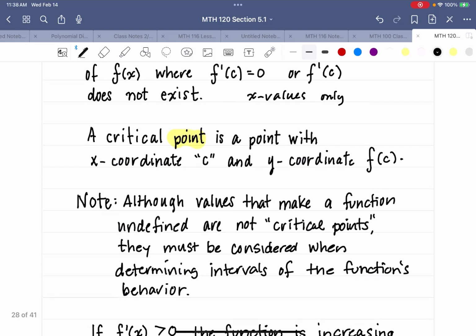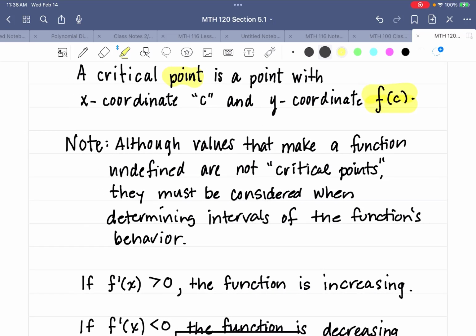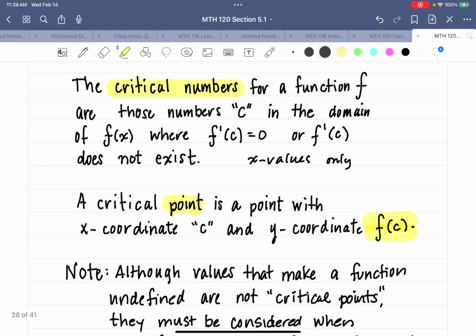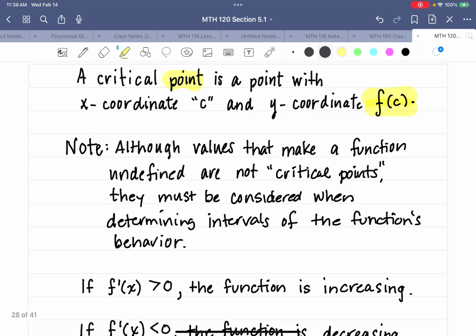And the critical point is where you have an x and a y, and to find the y, you take your critical number and you put it into the original function. Now here's an important note. Although values that make a function undefined are not by definition critical points, because remember it says it has to be in the domain, okay? They're not critical points, but they have to be considered when we're looking at intervals of the function's behavior, such as increasing and decreasing.